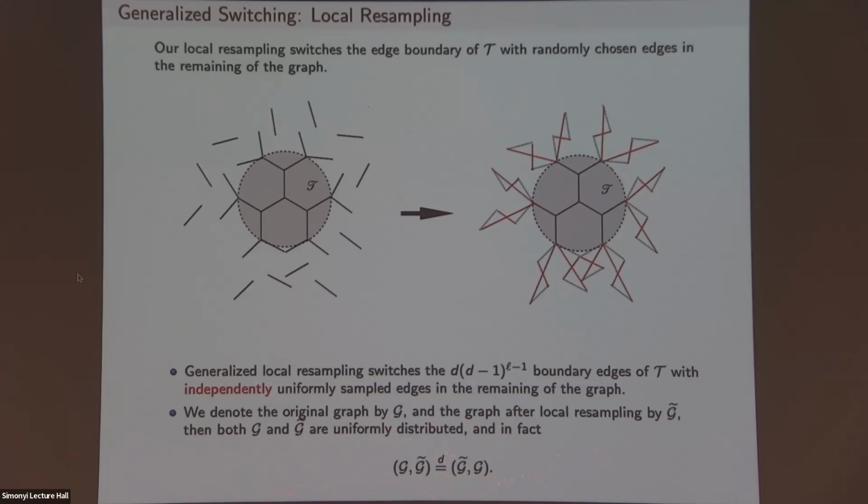So once you have those exchangeable pairs, then you can use it to do some discrete integration by parts. So the way we get those loop equations, the self-consistent equation, is to use this local resampling to do the discrete integration by parts, like the Gaussian integration by parts.